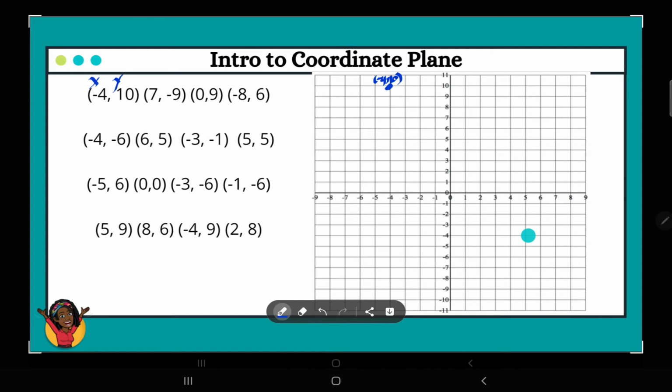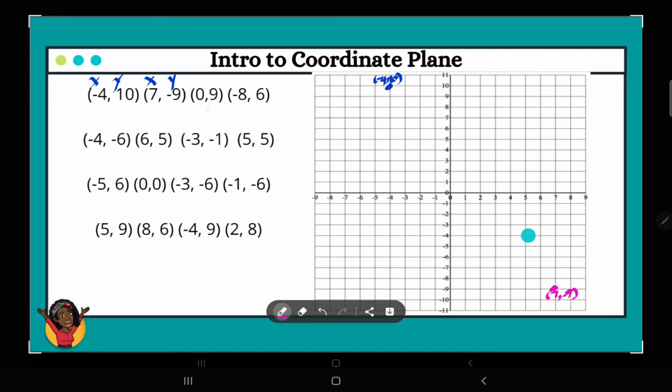So on our x-axis, we either go left or right, and on our y-axis, we go up or down. Again, this is our x and this is our y. I have a +7, so I'm going to go to the right on my x-axis, and then I have a -9, so I'm going to go down, and that would be here. So that would give me (7, -9).